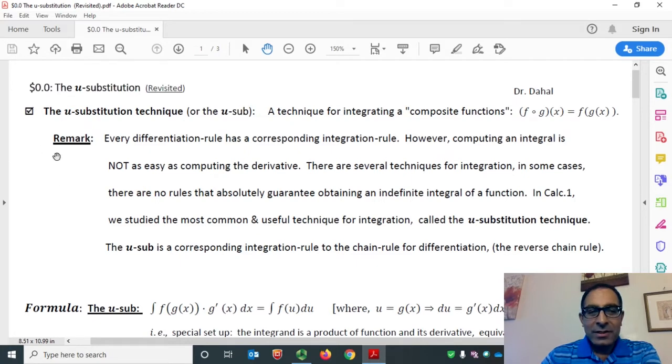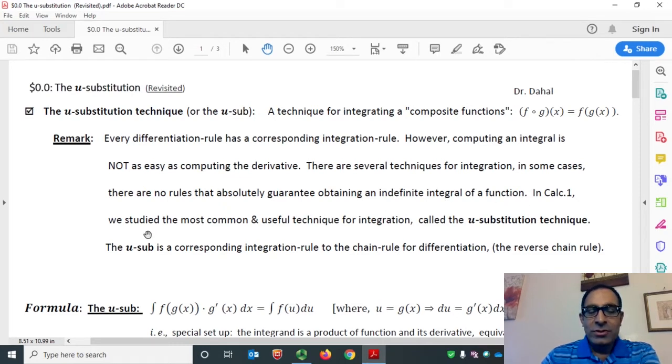First, quick remark: every differentiation rule has a corresponding integration rule. However, computing an integral is not as easy as computing the derivative. There are several techniques for integrations. However, in some cases, there are no rules that absolutely guarantee obtaining an indefinite integral of a function.